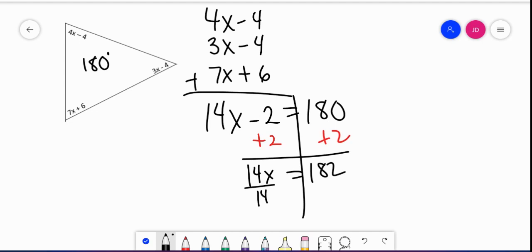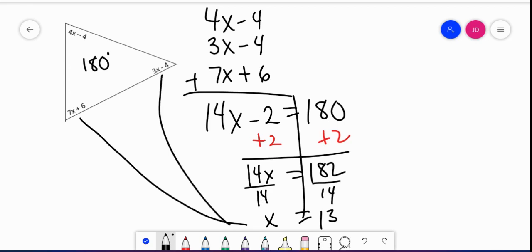Divide both sides by 14, and I get x is 13. So I'm not just done with this. If I had to solve for x, then yes, I would be done. But if they asked me to find the measure of each of these angles in the triangle, I would have to plug them back in. So you would have to plug it back into each of these to figure out what those angles are.